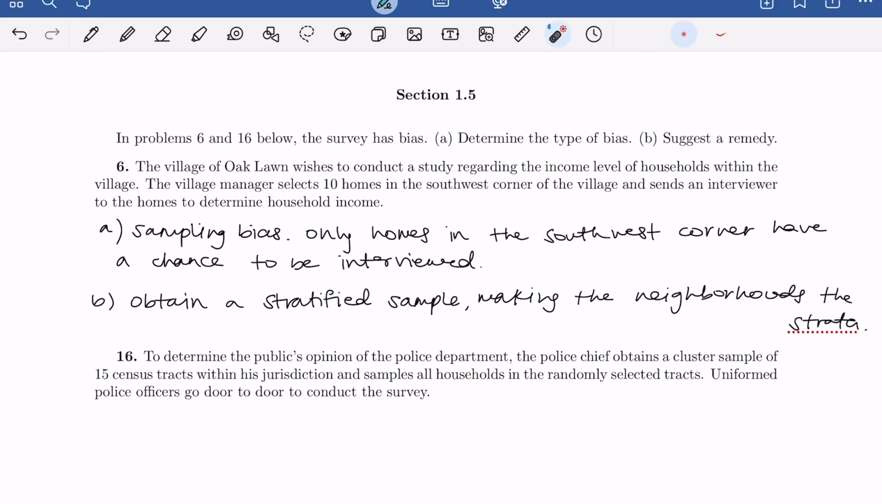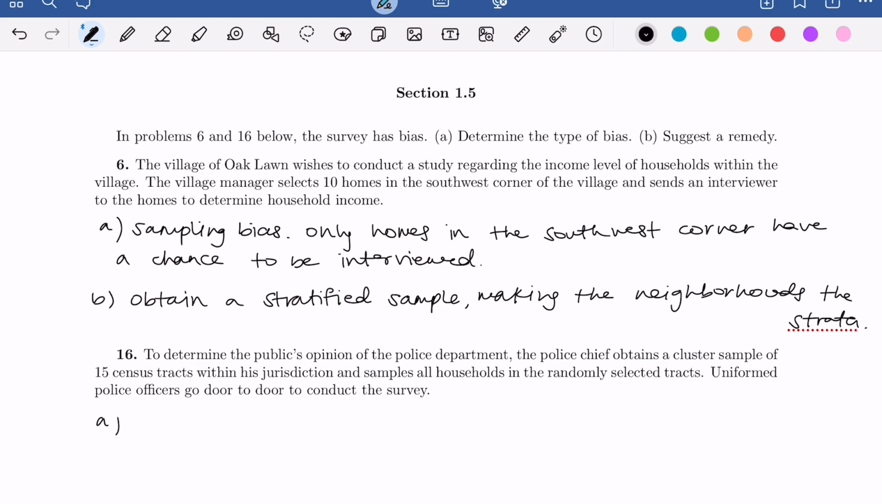So to determine the public's opinion of the police department, the police chief obtains a cluster sample of 15 census tracts within his jurisdiction and samples all households in the randomly selected tracts. So uniformed police officers go door to door to conduct this survey. So in this case, we have what's called response bias.